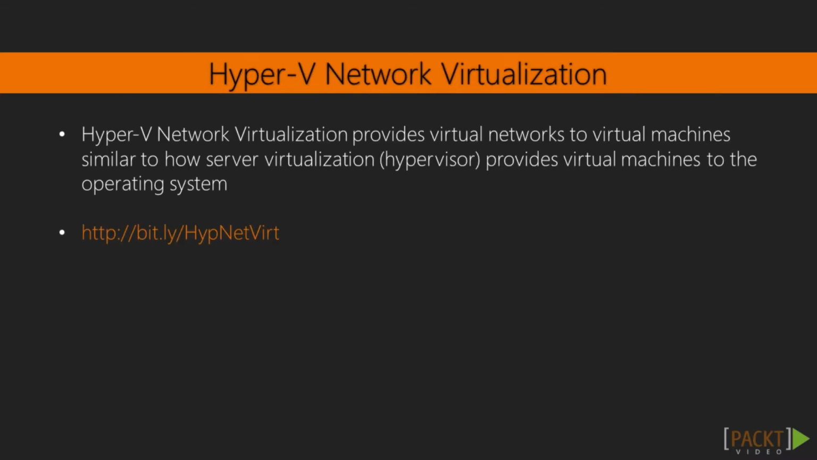Hyper-V Network Virtualization provides virtual networks to virtual machines in the same way that Server Virtualization, or the Hypervisor, provides virtual machines to the operating system. Network virtualization decouples virtual networks from the physical network infrastructure and removes the constraints of VLAN and hierarchical IP address assignment from virtual machine provisioning.